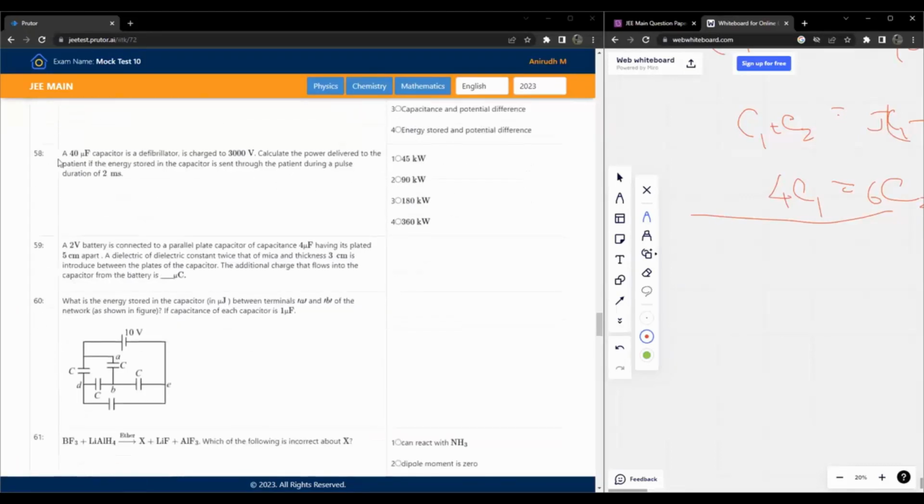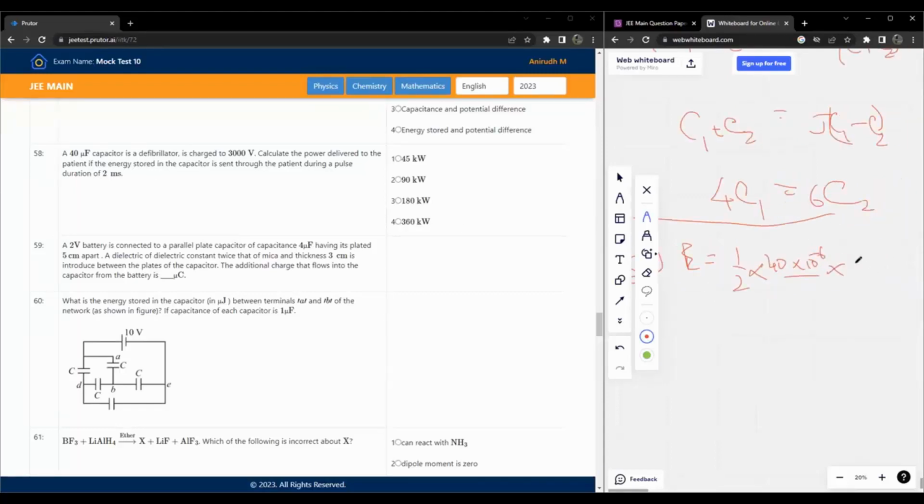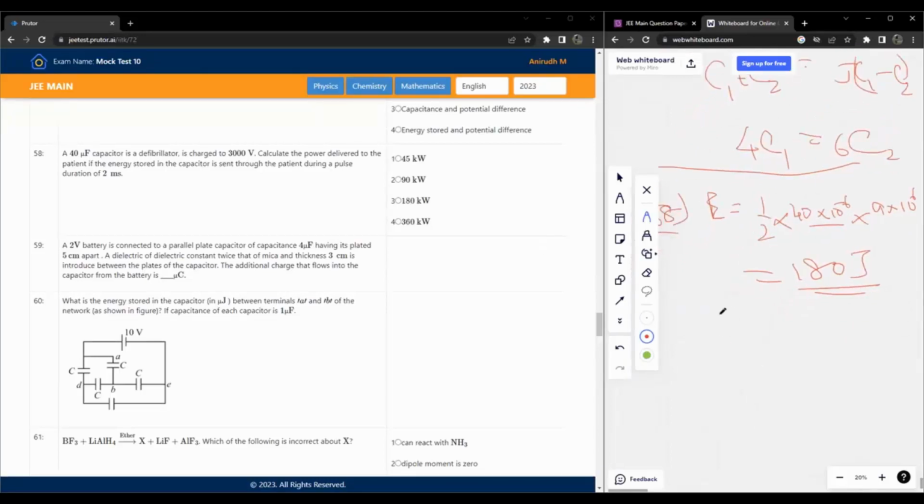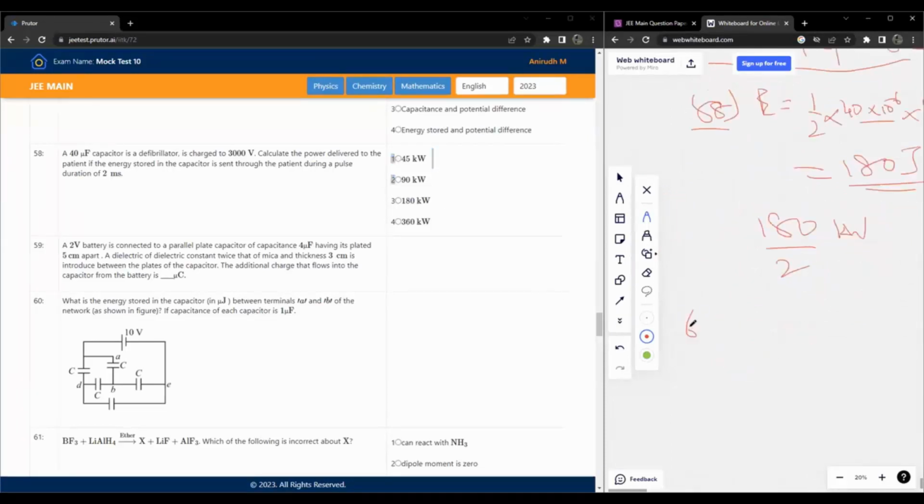So it's 3. 58. A 40 microfarad capacitor in a defibrillator. Right. And so you have a duration of 2 milliseconds. You have an energy of half CV squared. That is half into 40 into 10 power minus 6 into V squared, that is 9 into 10 power 6, that is 180 joules, right? The power delivered is going to be 180 by 2 kilowatts, that is 90 kilowatts.